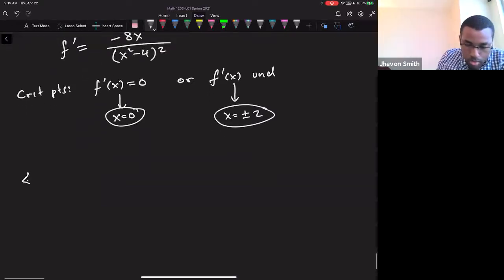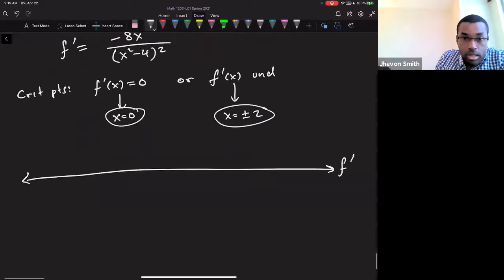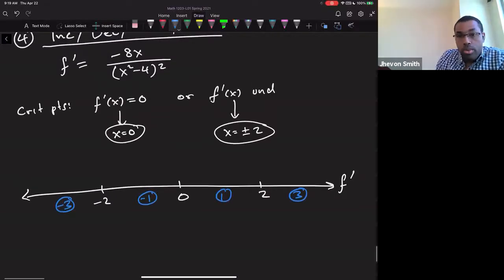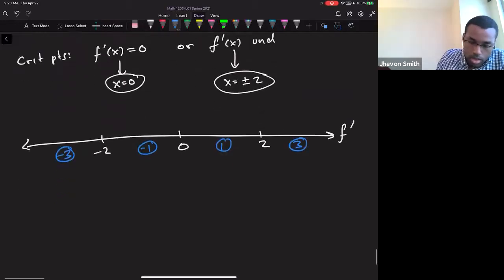And so now I'm going to test that in the first derivative. I have 3 points to test: 0, minus 2, and plus 2. I am going to plug in random numbers in between these: minus 3, minus 1, 1, 3. And I'm going to plug them into the derivative. Notice that the denominator is always going to be positive whenever it's not 0, because it's a square. So the denominator is always going to be positive for all of these. So you only have to look at the numerator.